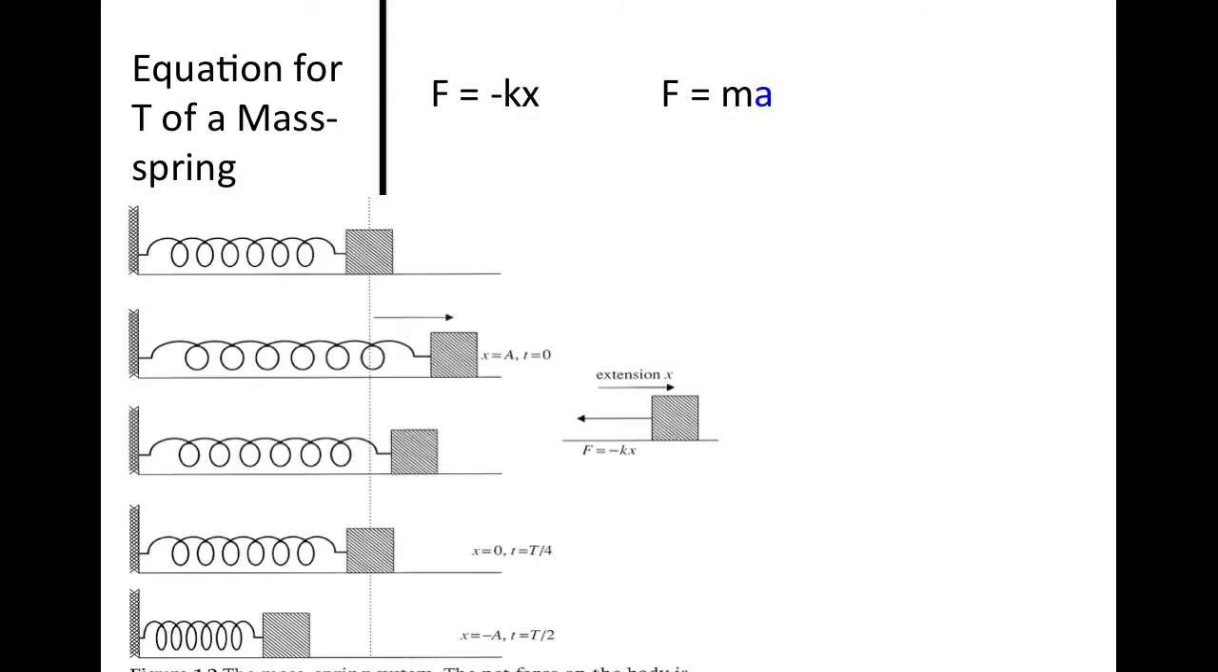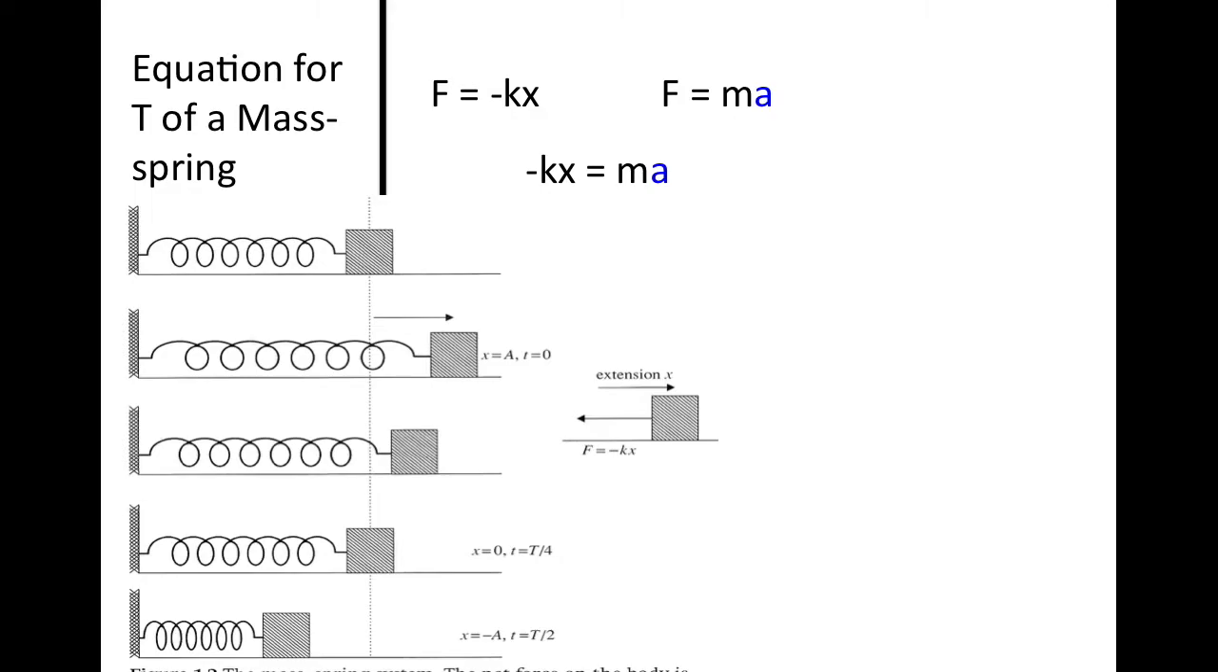Let's get the equation for the period of a mass spring. What we know from already studying springs is that the force equals a k constant times x, and remember, this is the spring constant. We also know that F equals ma. When we set these equal to each other, we get negative kx equaling mass times acceleration.